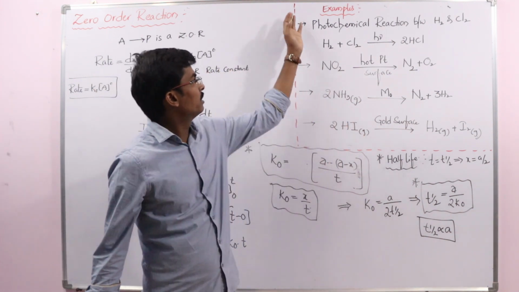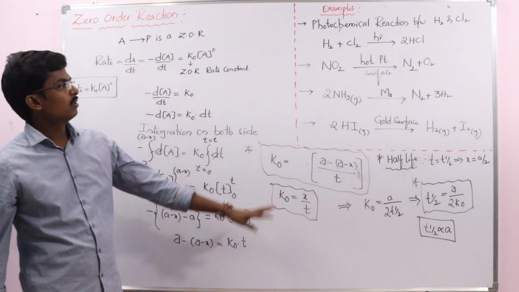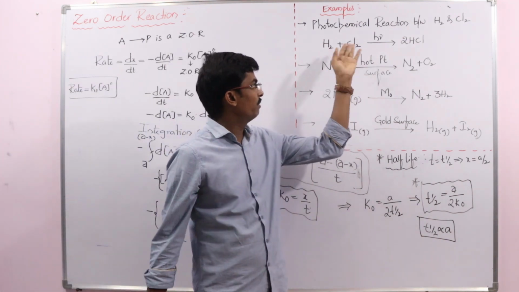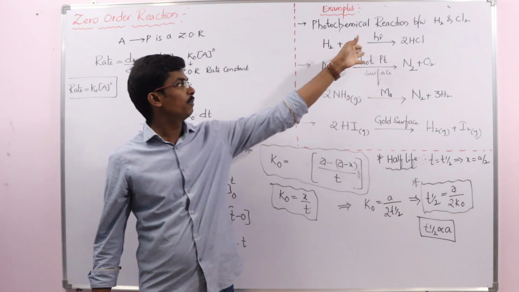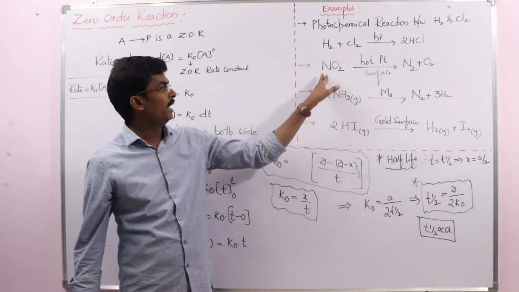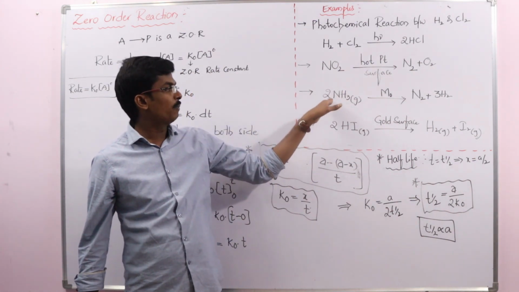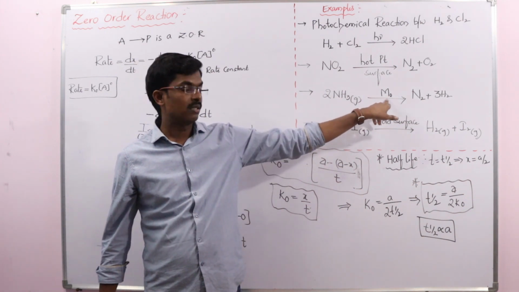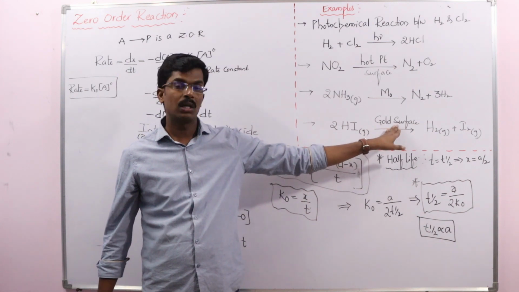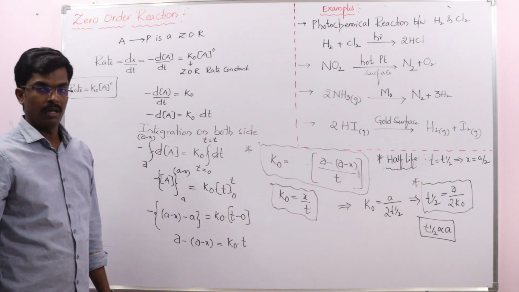I am also giving some of the best examples of zero order reactions. All photochemical reactions can usually be treated as zero order reactions. For example, H2 plus Cl2 in the presence of sunlight gives HCl. Other examples are the decomposition of nitrogen dioxide on a hot platinum surface, the decomposition of ammonia in the presence of molybdenum, and the decomposition of hydrogen iodide on a gold surface. These are the known examples of zero order reactions.